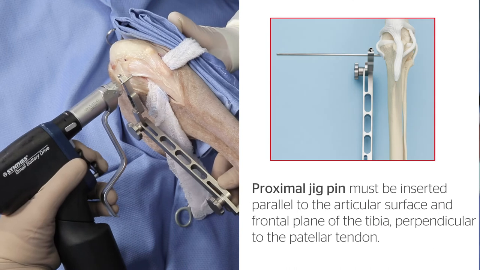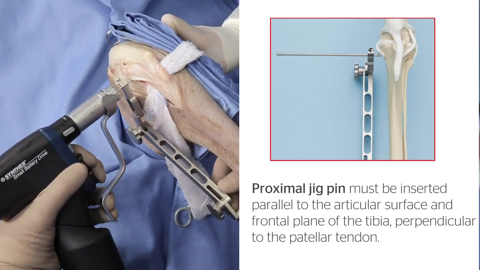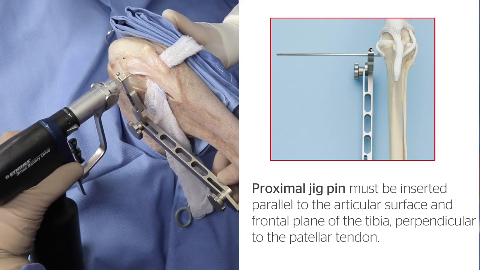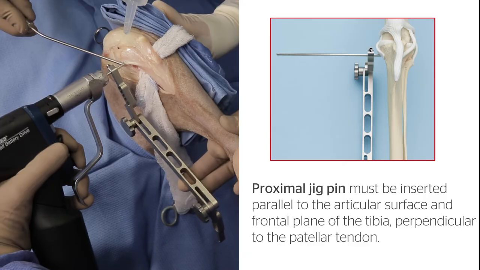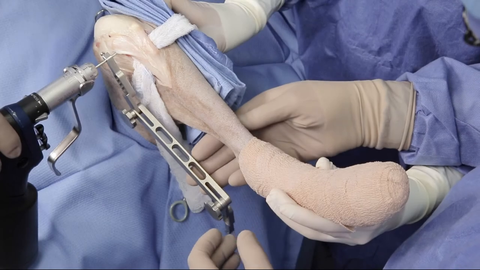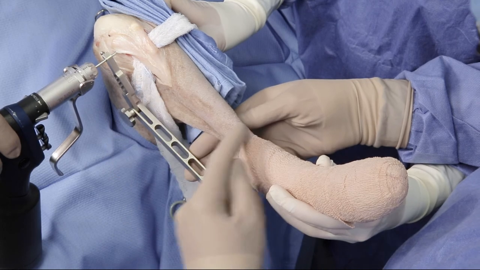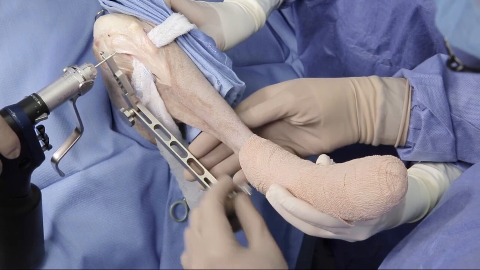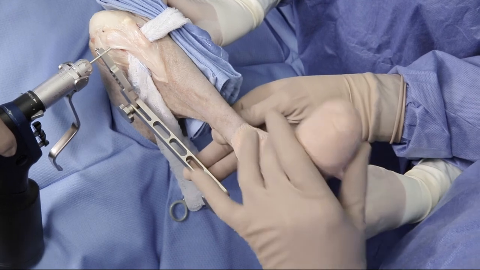Insert the proximal jig pin parallel to the articular surface and frontal plane of the tibia and perpendicular to the patellar tendon. Apply saline during jig pin insertion. With the proper alignment, the body of the jig will be parallel to the long axis of the tibia, and the articulation of the distal jig arm is parallel to the plane of motion of the hock joint.